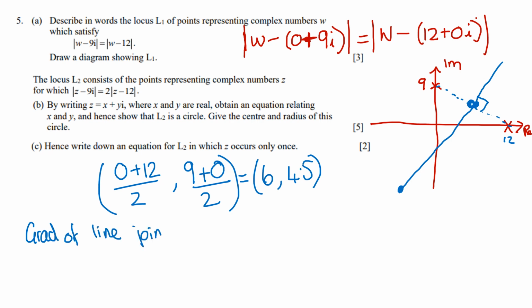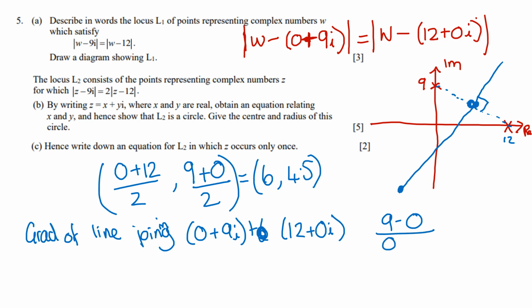So if you find the gradient of the line joining 0 plus 9i to 12 plus no i's, that's changing y over changing x, isn't it? So changing y is 9 take nothing, over changing x, nothing take 12. So that's minus 3/4. That's the gradient of that line.